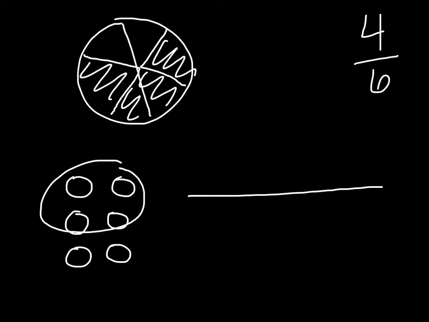And then one last way you can show 4/6 is to show it on a number line, starting with 0, ending with 1, and splitting that number line up into 6 equal parts, which could be a little tricky, and counting to the 4th tick mark. 1, 2, 3, 4, and this shows 4/6.